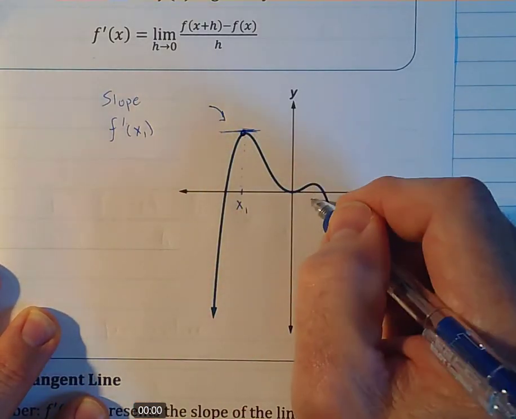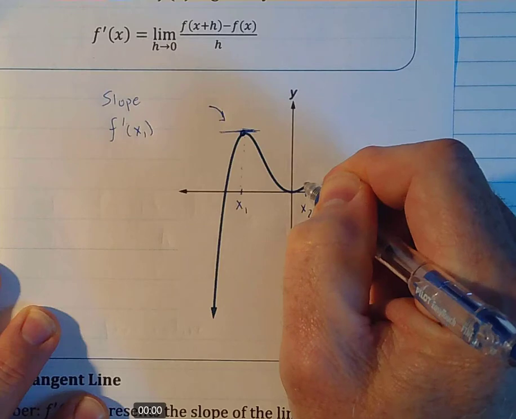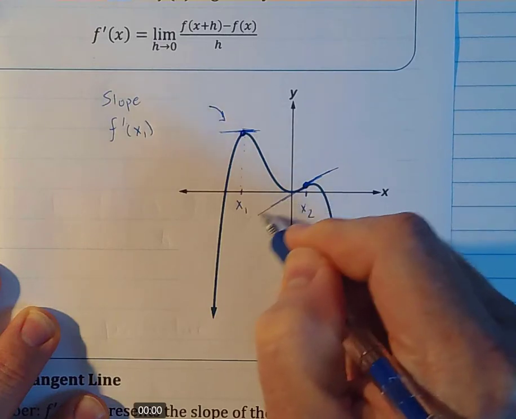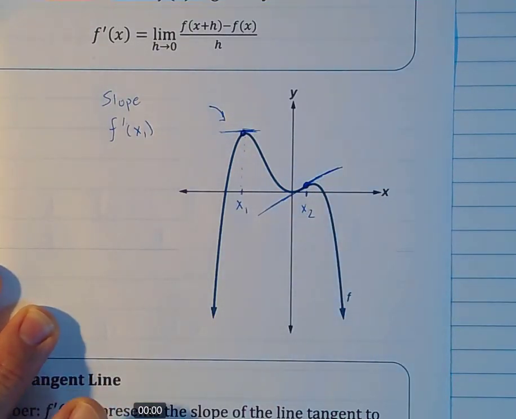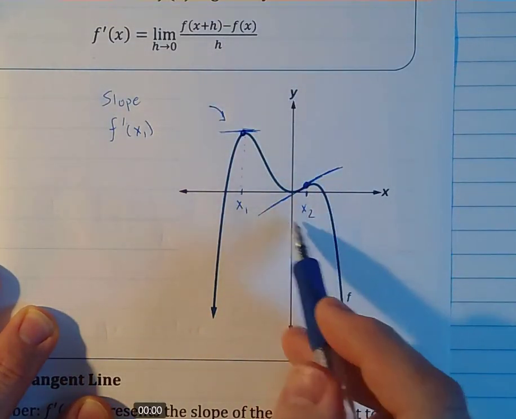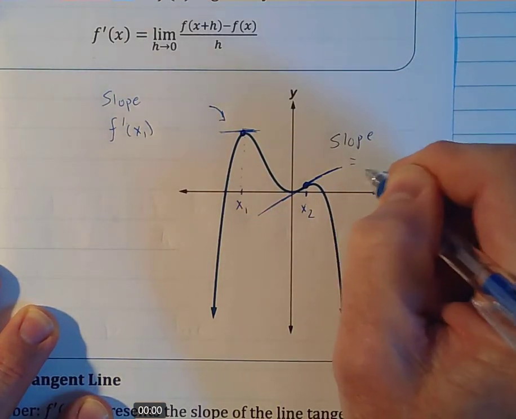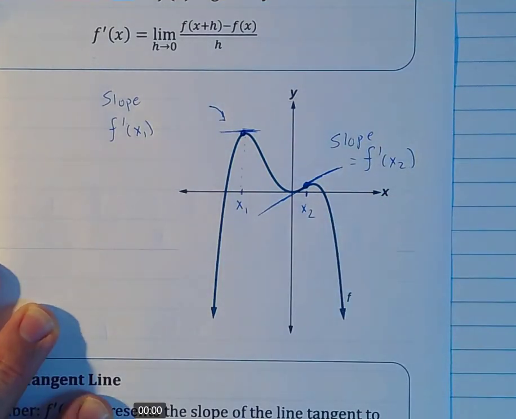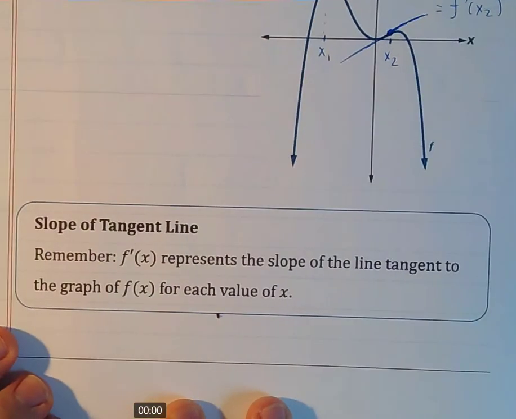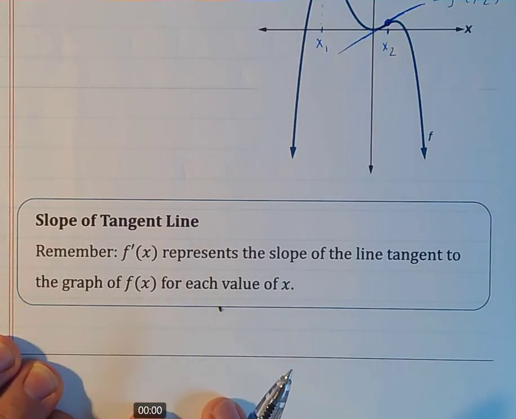If we had another point, let's take a point right about here, and let's call that x2. So there's the point on the graph. The tangent line would be something like this right here. And so we're thinking about the slope of that tangent line. When we find this derivative and we plug in this x2, whatever number that turns out to be, then we end up with the slope of this. That would just be f prime of x2. Okay, so remember, f prime of x represents the slope of the tangent line to the graph of f of x for each value of x.